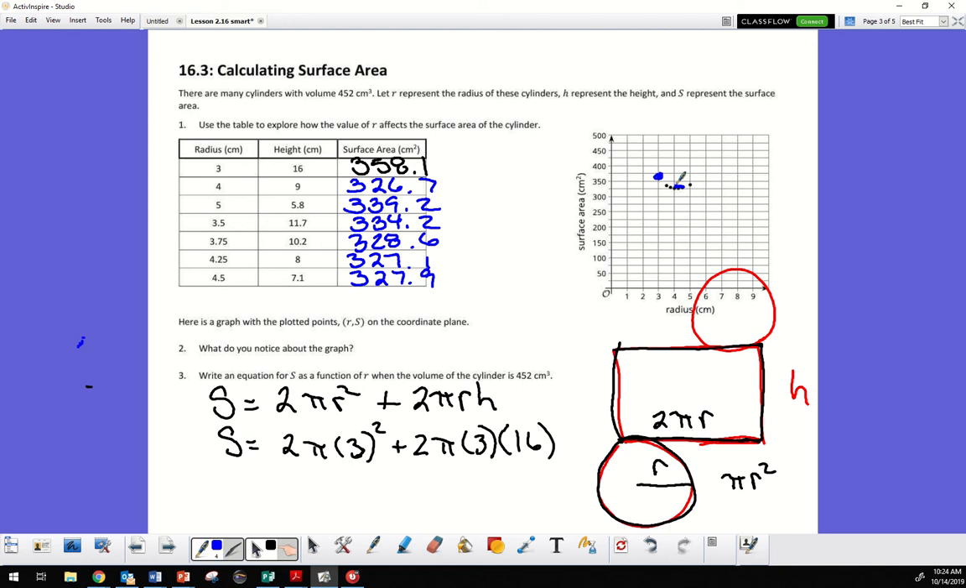All right, so let's see. Write an equation for S as a function of R when the volume of the cylinder is this. Okay, so function of R. So now I'm going to turn this right here into R equals.